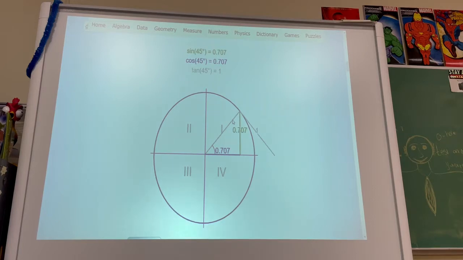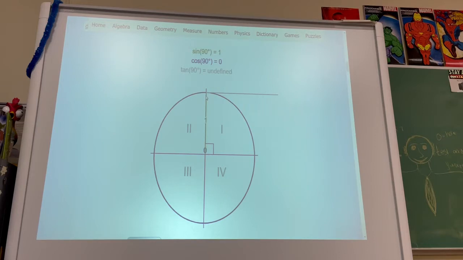At 45 degrees, we have the same answers, 0.707 for sine, 0.707 for cosine, and you'll notice tangent is equal to 1. As we bump up to, say, 60 degrees, the height keeps getting bigger, the width keeps getting smaller. And you might have noticed that 30 degrees and 60 degrees have some answers in common. Think of your 30, 60, 90 right triangles.